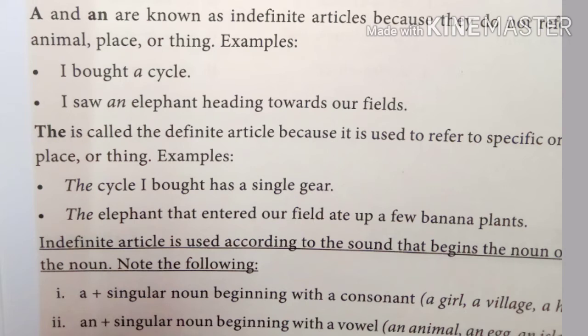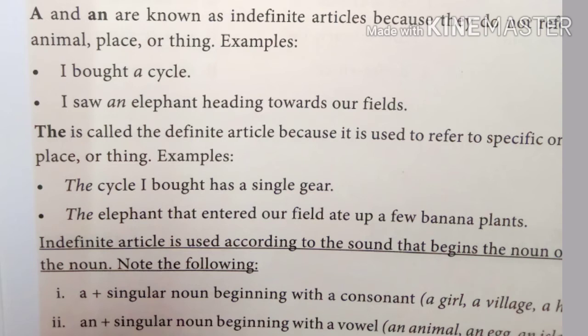A and an are known as indefinite articles because they do not refer to any particular person, animal, place or thing. Examples: I bought a cycle. There is no specific idea about the cycle and simply we are telling a cycle, so I have used a here. I saw an elephant heading towards our fields.